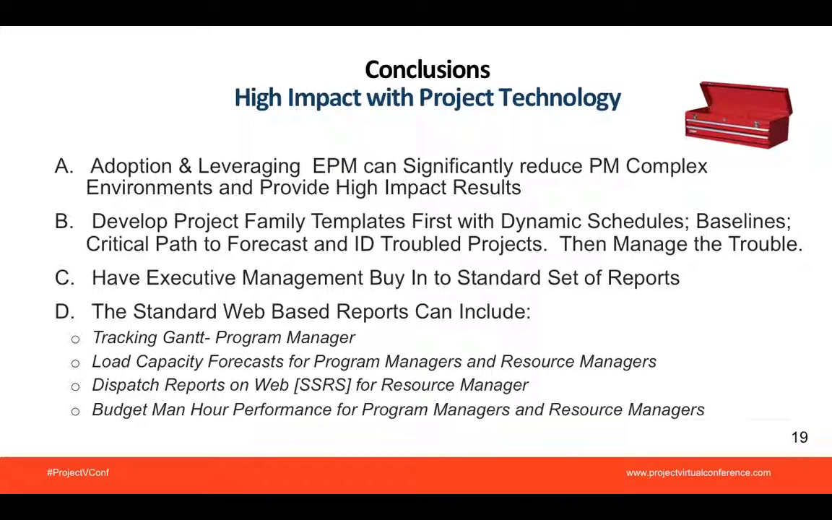Item C is to have executive management buy-in and require the rigorous follow-up of the standard set of reports. Those standard reports are shown, as we showed earlier in each of the slides, as what I call the standard web-based reports. These can include tracking Gantts, load capacity reports, and dispatch reports on the web, and also budget man-hours performance, which we did not discuss today. So the payback against time and effort to do this, with licensing costs, can be expected to be less than 12 months in general, no matter how big or small.